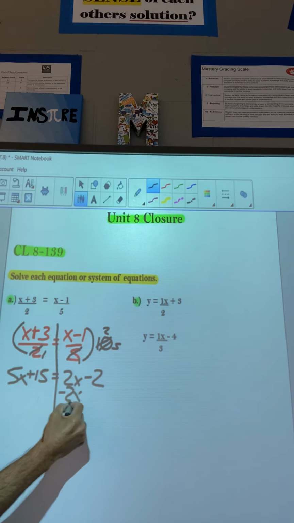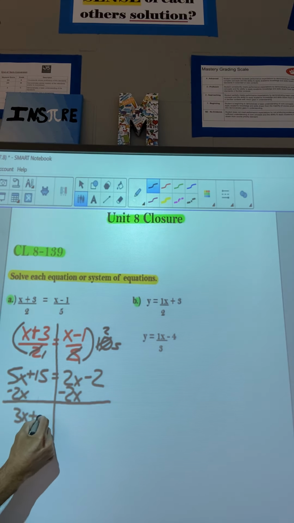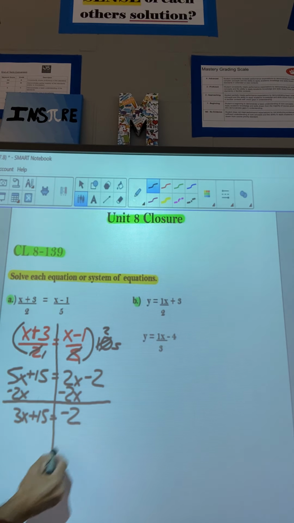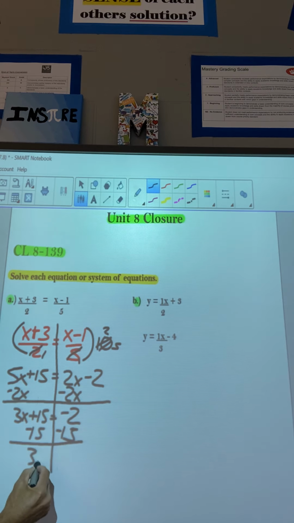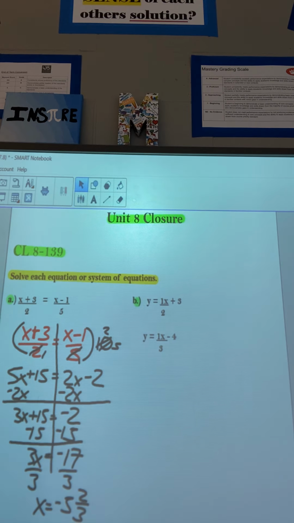Subtract our 2x. So I have 3x plus 15 equals negative 2. Subtract 15. So I have 3x equals negative 17. And then divide by 3. And x equals, you can leave it that way. It'd probably be a little bit better if we did negative 5 2/3. So negative 5 2/3.